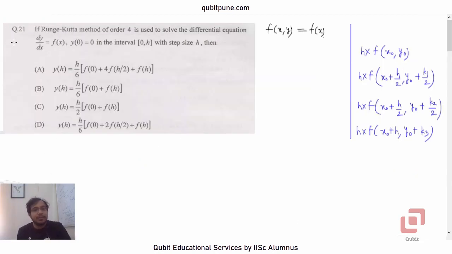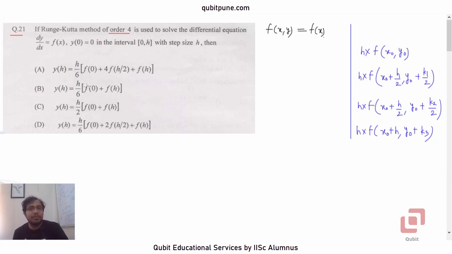Question 21 on numerical methods. If Runge-Kutta method of order 4 is used to solve the differential equation dy by dx is equal to f of x with the initial condition being y of 0 equal to 0 in the interval 0 to h with step size h, then y of h is equal to.